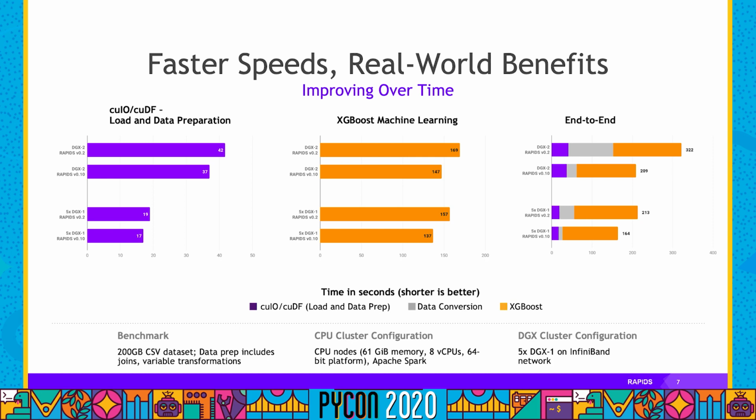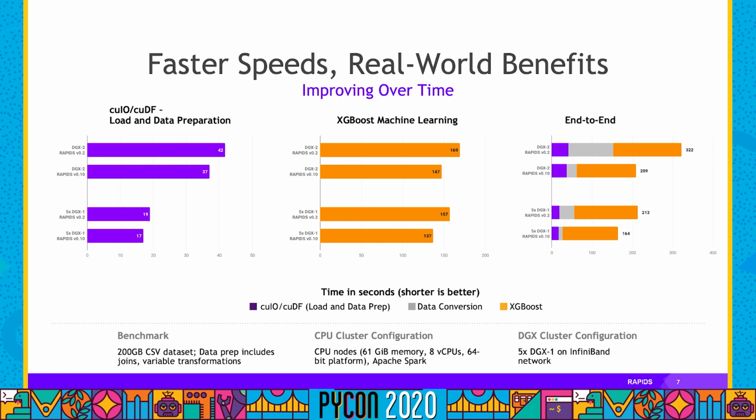And even though the speeds are faster, Rapids doesn't stay in place, right? We're continuing to improve speeds over time. So here you have Rapids version 0.2 versus Rapids version 0.10. If we look all the way to the right, that's the end-to-end benchmarks. In Rapids version 0.2 on a DGX2, again with that 200 gigabyte CSV dataset, this took us 322 seconds.